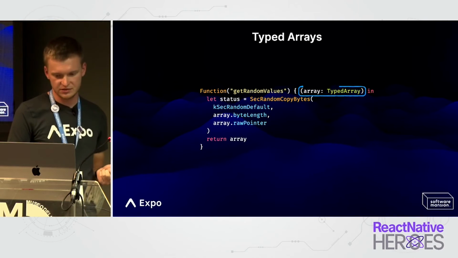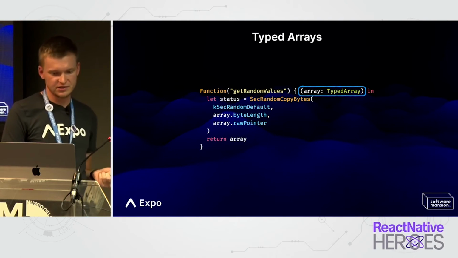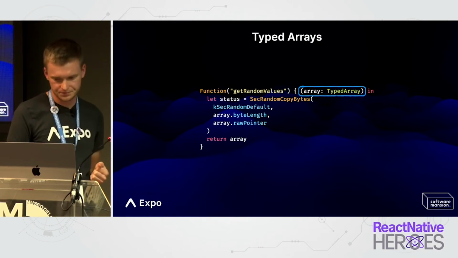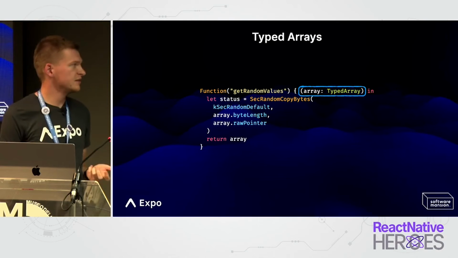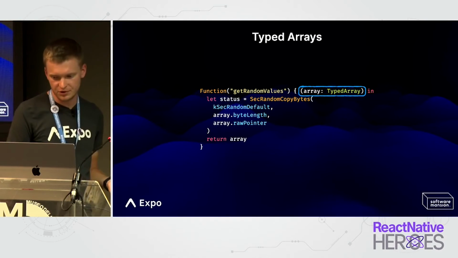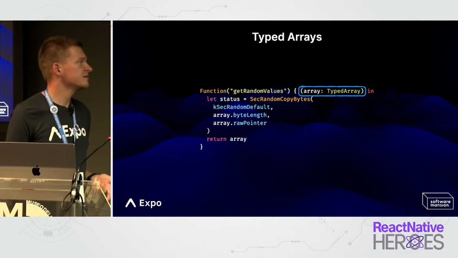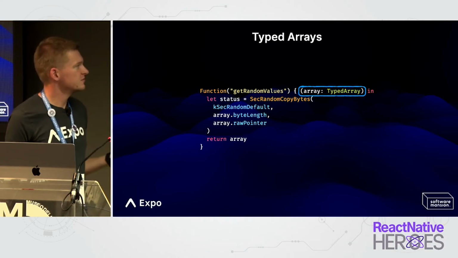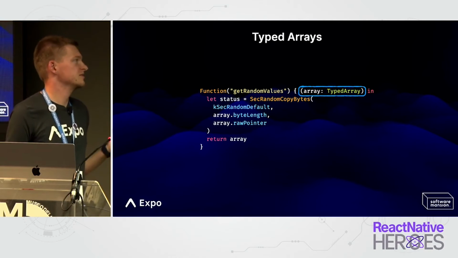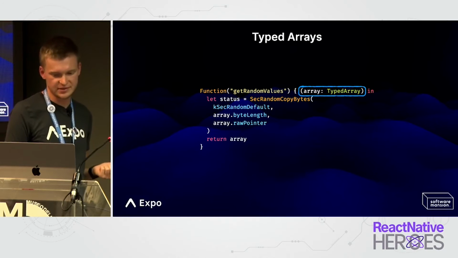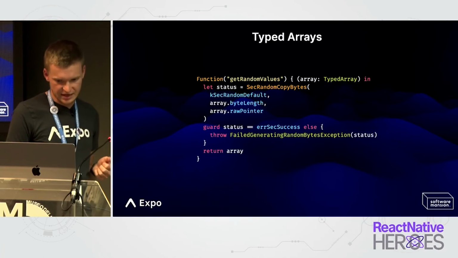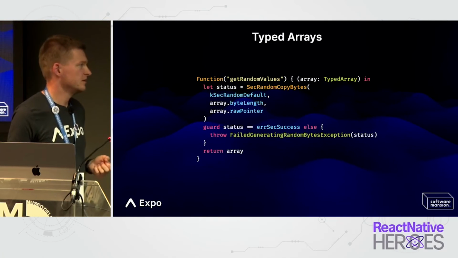And as an example of the usage of typed arrays, there is the function getRandomValues, which is defined by the Web Crypto specification. With typed arrays built into the module API, implementing that function on iOS is just a few lines of code. However, it doesn't handle the case where this native function returns an error status. So let's check the status and return an exception in this case.